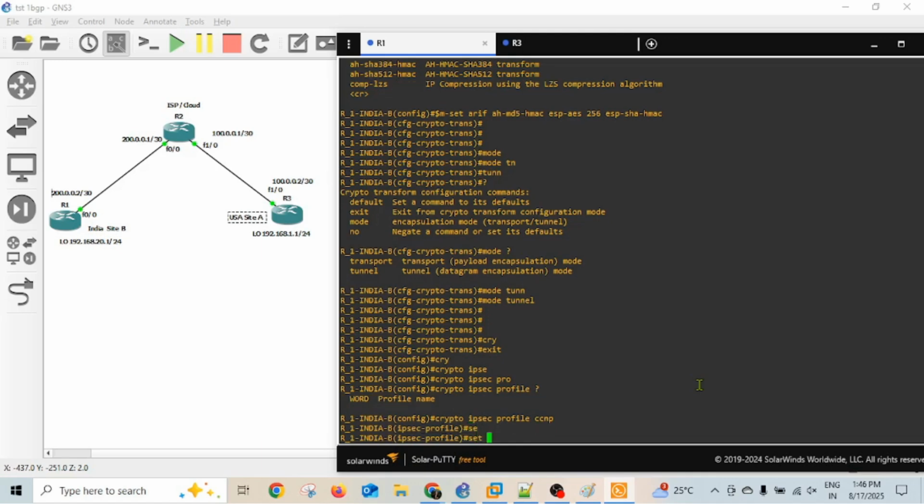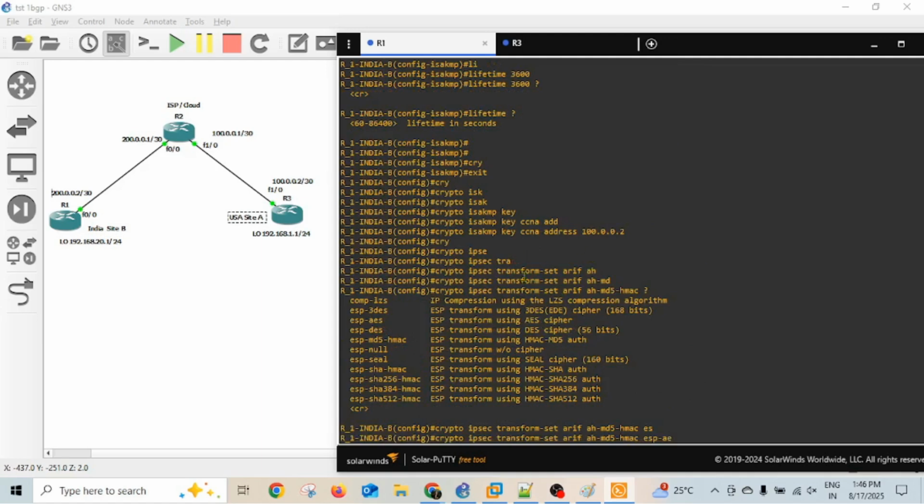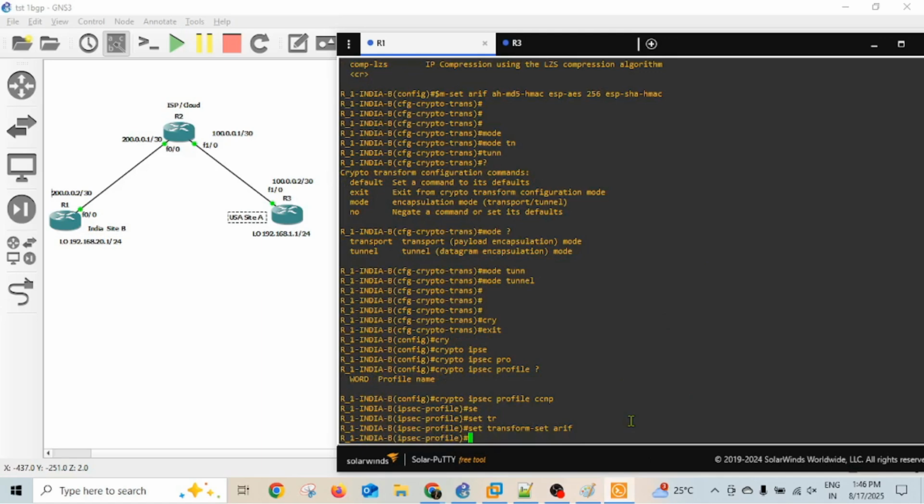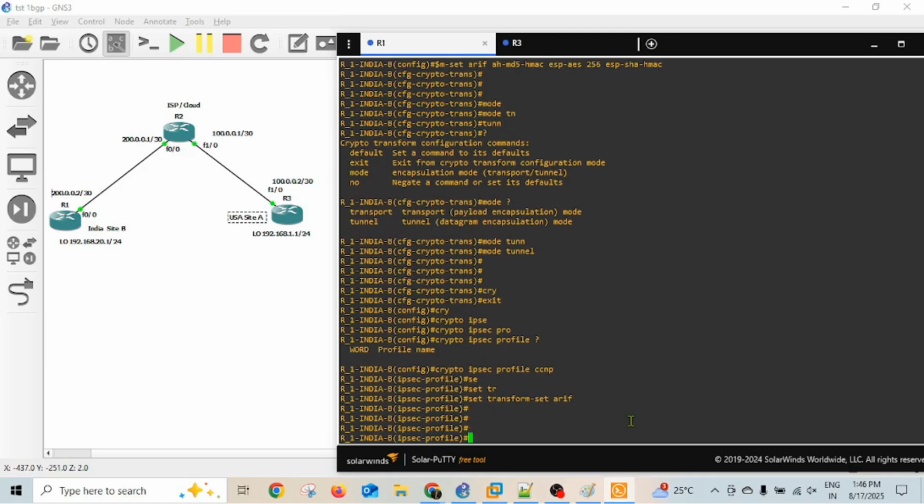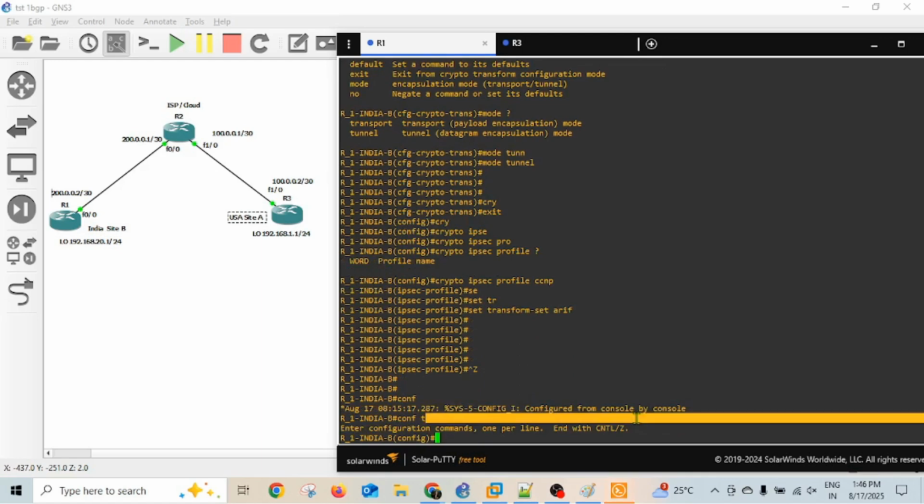And set transform set. So transform set, what exactly is my name? I have configured it already. You can see here this one, right? So set the transform set, my name. You can take any name, but when you set the transform set, it will be under the transform name. Okay. So now it's configured, and then I just need to create an interface tunnel.